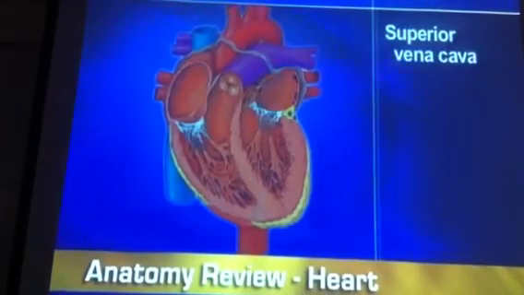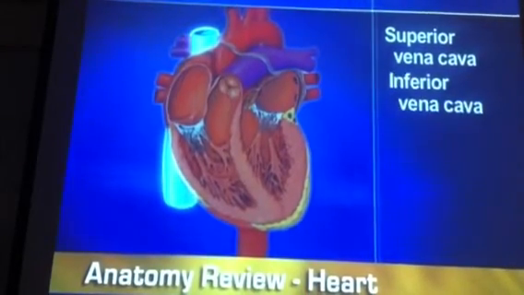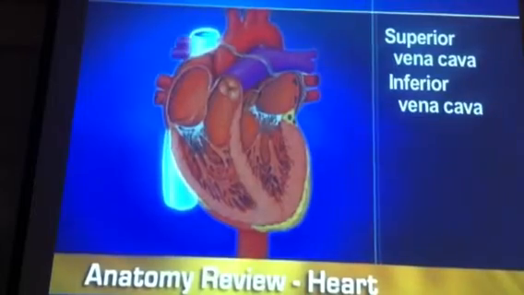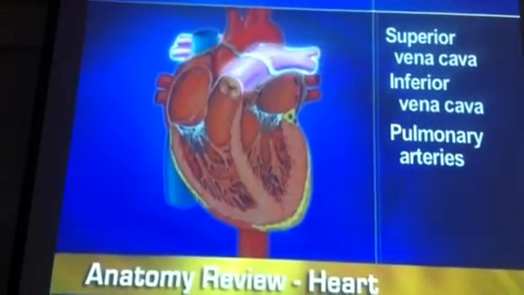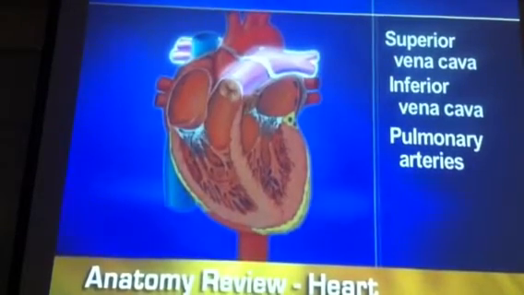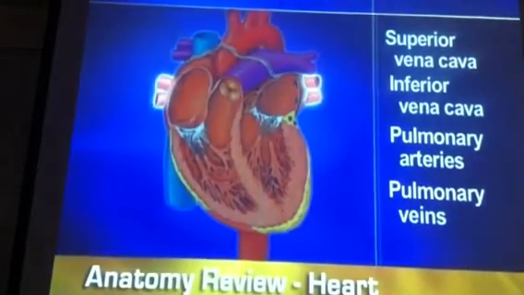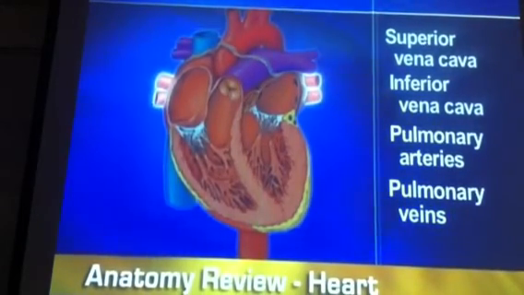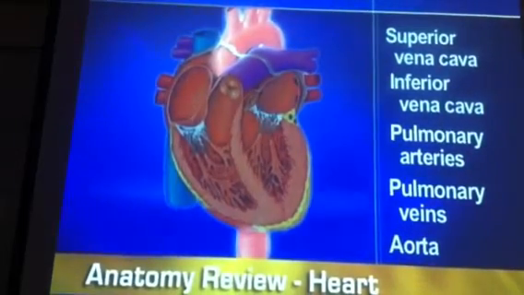The great vessels of the heart include the superior vena cava and inferior vena cava, which return unoxygenated venous blood to the right atrium. The pulmonary arteries, which leave the right ventricle and carry unoxygenated blood to the lungs. The pulmonary veins, which return freshly oxygenated blood to the left atrium. And the aorta, which carries it out to the body.